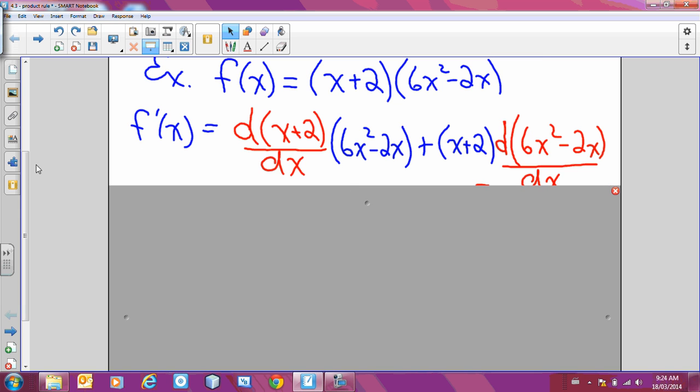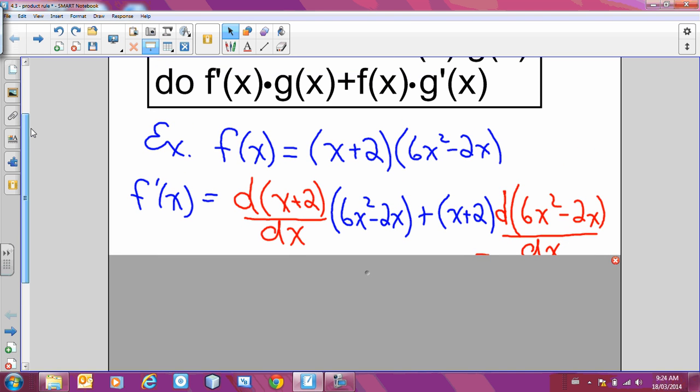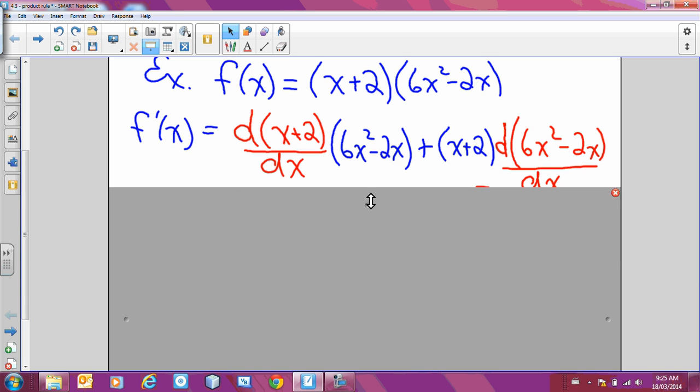So starting with f at x being x plus 2 times 6x squared minus 2x, we said we take the derivative of the first term. So I've written it this way simply because it's a little easier to visualize. I'm taking the derivative of the x plus 2, leaving the 6x squared minus 2x alone, plus, that's from the equation, f at x as it was, x plus 2, and then the derivative of the second expression. The red is the derivative, the blue is the original expression.